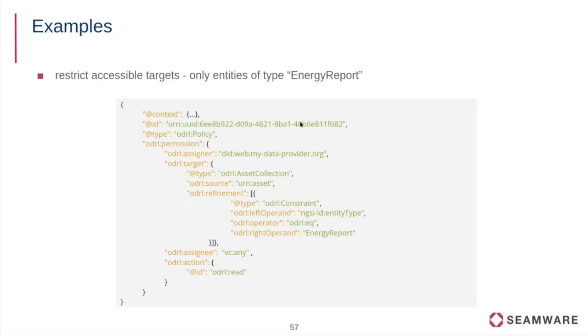We still have a permission and we still have an assigner, so the data provider is still assigning it. But now we're not defining a single target, but we're defining an asset collection. And an asset collection can be refined. The refinement then contains the information on how to select the assets that are actually accessible. And in this case, we're defining a left operand that is an NGSILD entity type, and we're saying it needs to be of type energy report. And as long as this is true, we're giving access to any entity of type energy report.